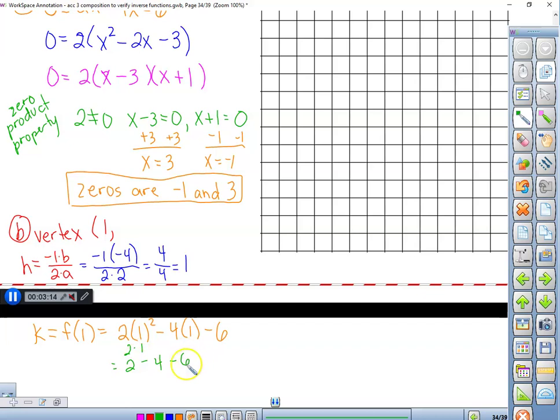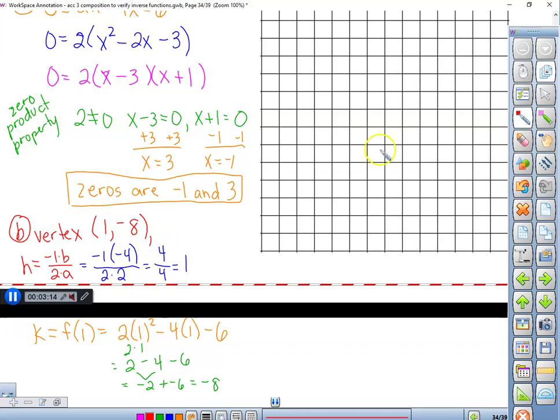Now we have to go left to right. So 2 minus 4 would be 2 plus negative 4. It would be negative 2. And then this would be like plus negative 6. So that's going to give us negative 8. So that is our k value. So our vertex here is 1, negative 8.